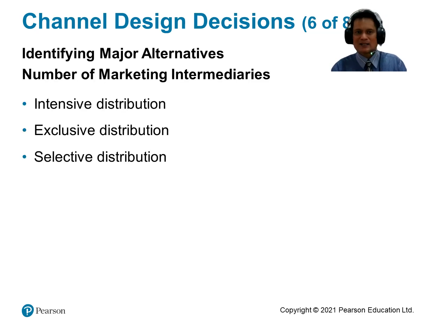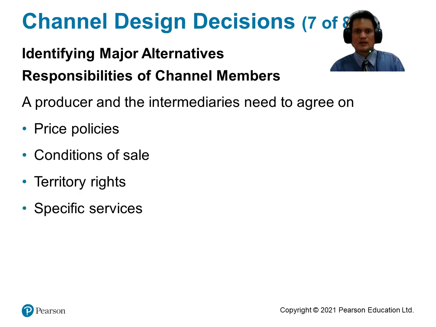Now, there are a number of marketing alternatives: intensive distribution, extensive distribution, and selective distribution. Let's see that. In identifying major alternatives, the responsibilities of channel members: a producer and the intermediaries need to agree on the price policy, the conditions of sale, the territory rights, and some specific services, some special requirements about the service. Those are the things that the channel members have to take responsibility for. They need to agree on this, all right?